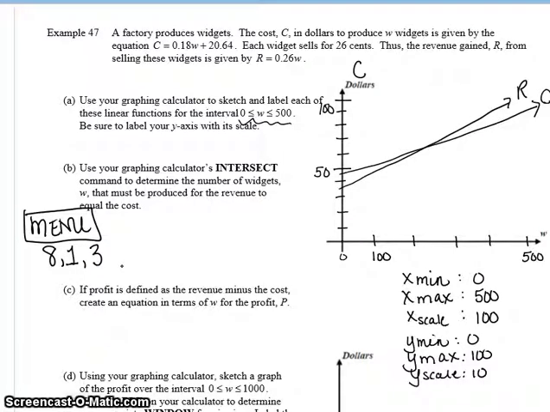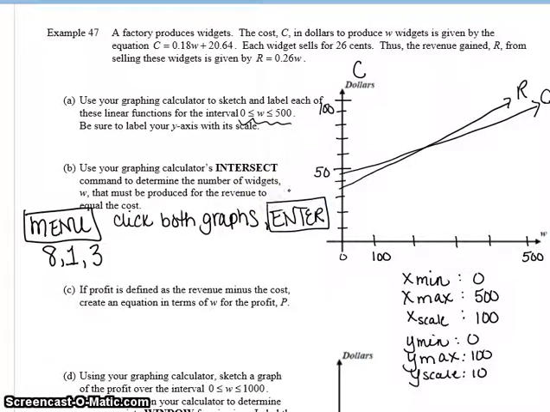So after you hit menu 813, you click on both graphs. So first click your C graph, which is probably in, I think, blue, and then you click on the red graph, which is your second one. So it's going to be 2 clicks. Click on one graph, click on the other. Then you hit enter, and your point of intersection should appear.